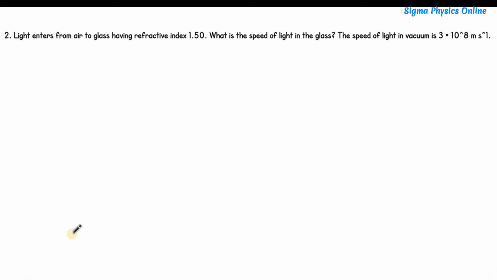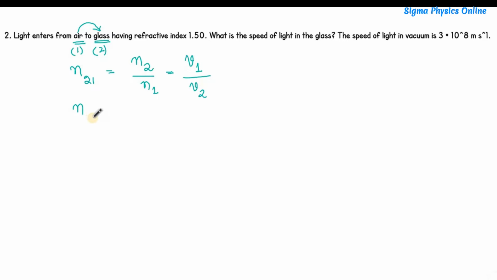So let us write down the refractive index of the second medium with respect to the first medium in terms of the velocities of light in the given media. We know that the refractive index of the second medium with respect to the first medium is the refractive index of the second medium by the refractive index of the first medium, which is also equal to the velocity of light in the first medium by the velocity of light in the second medium. Now the second medium here is glass and the first medium is air, because light enters from air to glass, that is, light is going from air to glass. So glass is the second medium and air is the first medium.